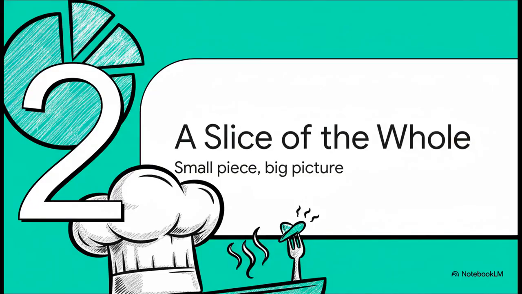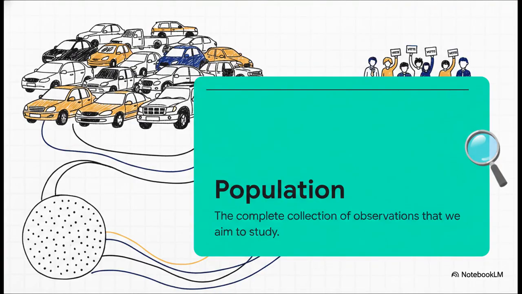So if we can't look at everything, what do we do? Well, we take a slice of the whole. The whole idea behind sampling is to use a small, representative piece to understand the big picture. It's a lot like tasting just one spoonful of soup to know if the entire pot is seasoned correctly.